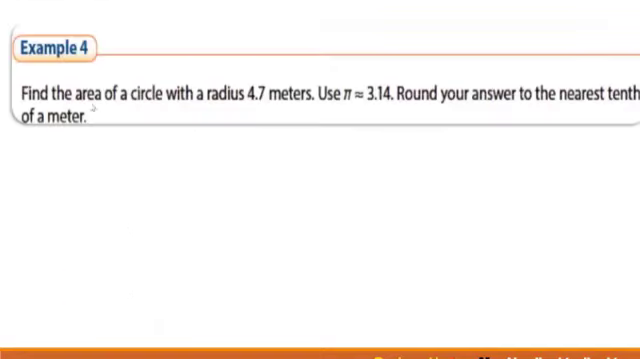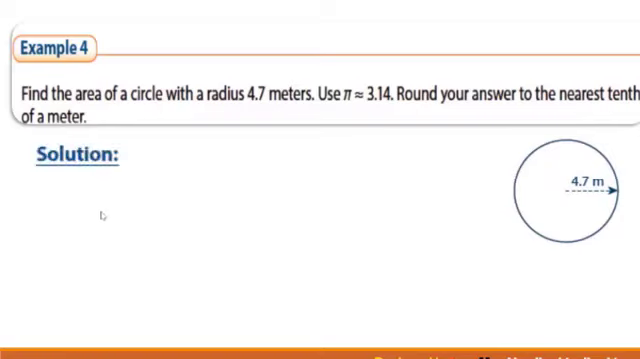Now we're going to find the area. Area of circle with radius 4.7 and my by is 3.14. We want to round to the nearest tenth, one decimal place. So the solution here, I give you now the radius. So I have to write my formula, area equals by r square, mean by radius square. So I write this as this form, 4.7 power 2. So I replace R with 4.7.